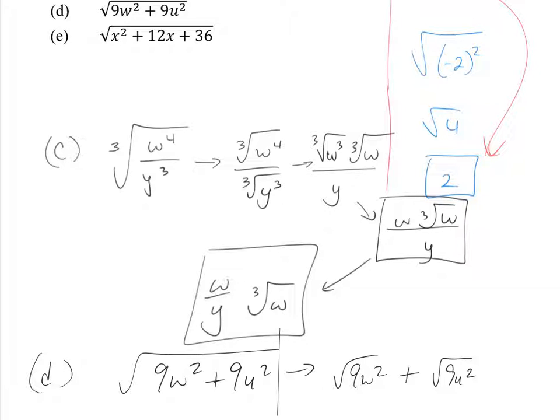9w squared plus 9u squared. So you're saying to do it like this right now, but I'm telling you that you can't do this. Why? The rule assumes what do we have on the radical? You have to multiply. Yeah, this is addition, isn't it? So we can't do this, so please be careful, right? That's the common mistake. So I need something that's multiplying.